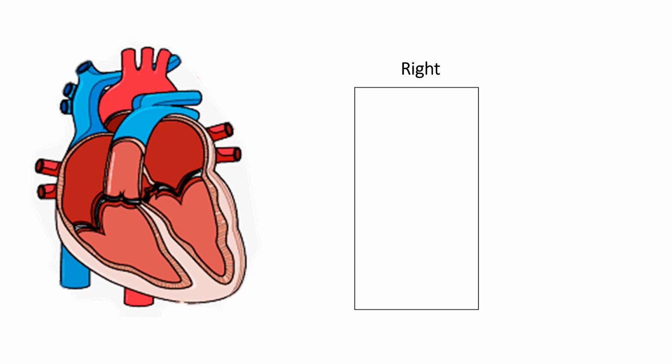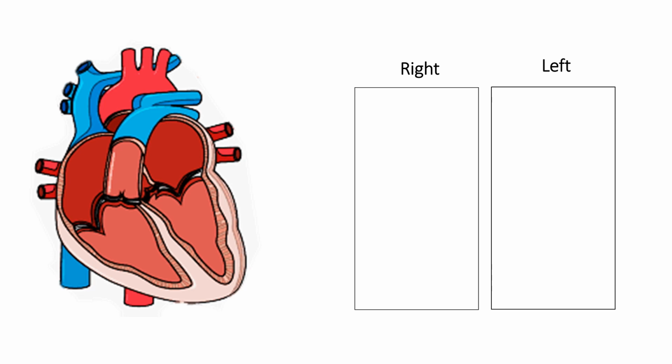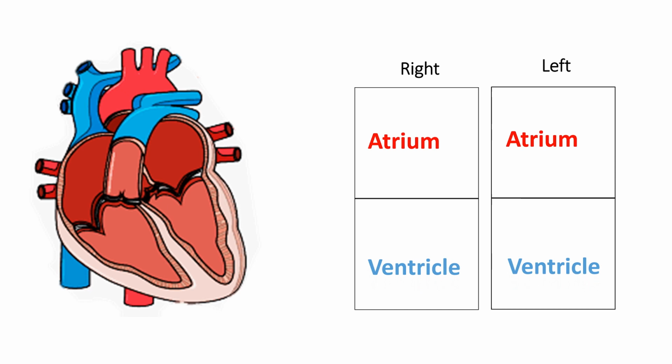The heart is then divided into two parts, the right part and the left part. Both of these halves are then further divided into chambers. The upper chambers are known as the atrium, while the lower chambers are known as the ventricles.